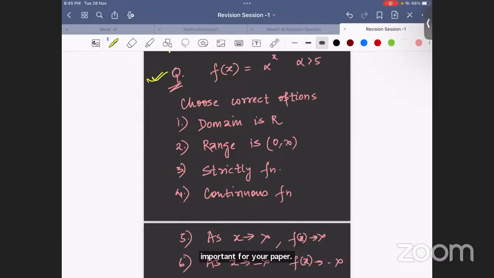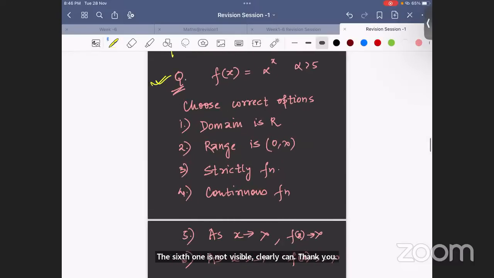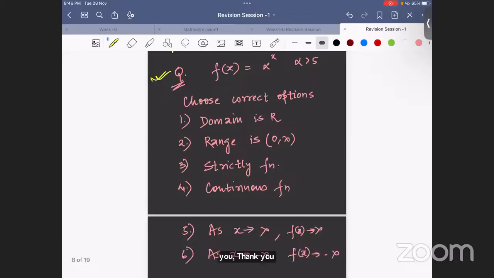This is f(x) equals alpha to the power x, and alpha is some value greater than 5. Okay. The sixth is not correct. The rest are all correct. Okay, let everybody solve this. The sixth one is not visible clearly. Can you stop a little bit? Yeah. Is this clear now? Yeah, thank you. Yes, sir, 6 is not correct. Sir, please explain point number 3 and 4.